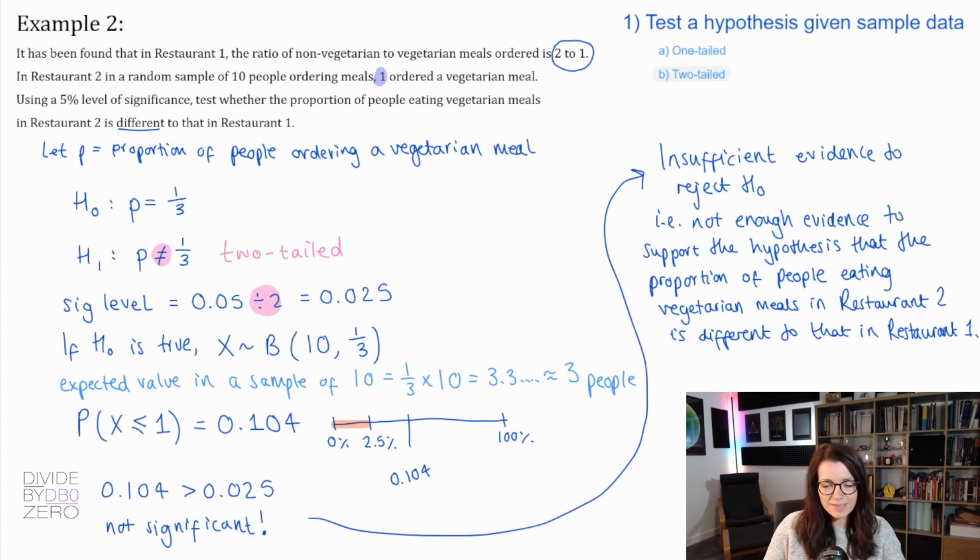So I just want to go back to that probability of testing whether X is less than or equal to 1. So we use 1 because that's what we observed in the sample. But the reason we did less than or equal to is because in a sample of 10, you would only expect around 3 people to order a vegetarian meal. But the fact that only 1 person ordered it in the sample means that's on the lower end of what's expected. So you want to test that probability and see how small it would be in this context.